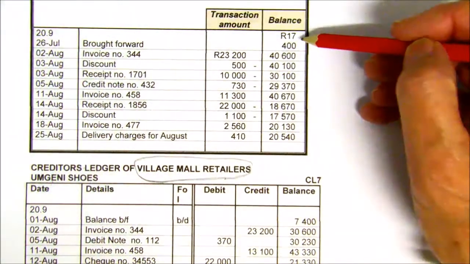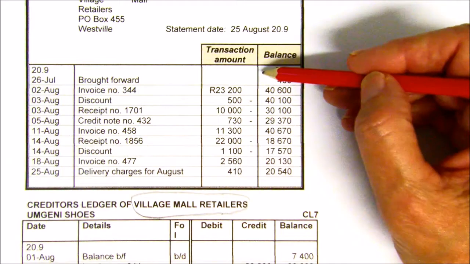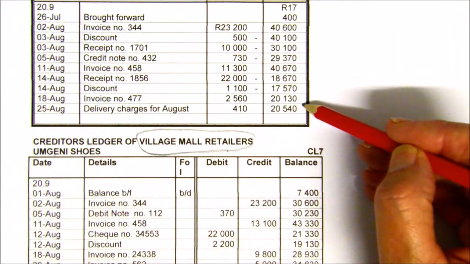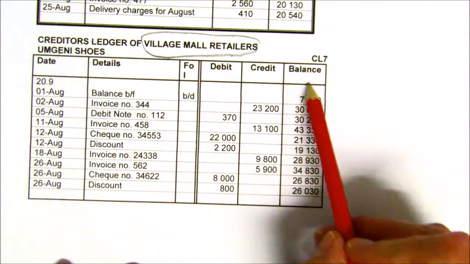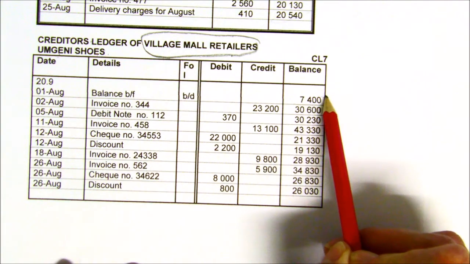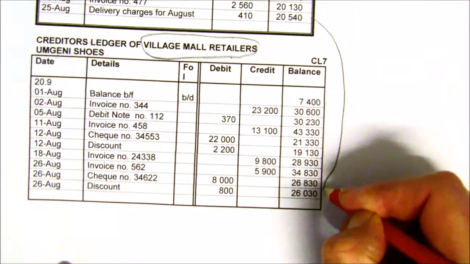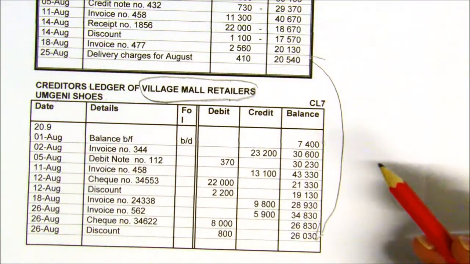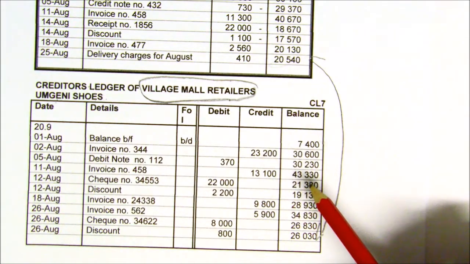Now the first thing, if we have a look here, you'll see that on the statement, they started with 17,400 and they ended with 20,540. On the other hand, our creditors ledger started with 7,400, so there's a difference there already. And we're ending with 26,030. Now these two over here should be agreeing. And if they're not, we've got to reconcile. So we've got to account for that difference.